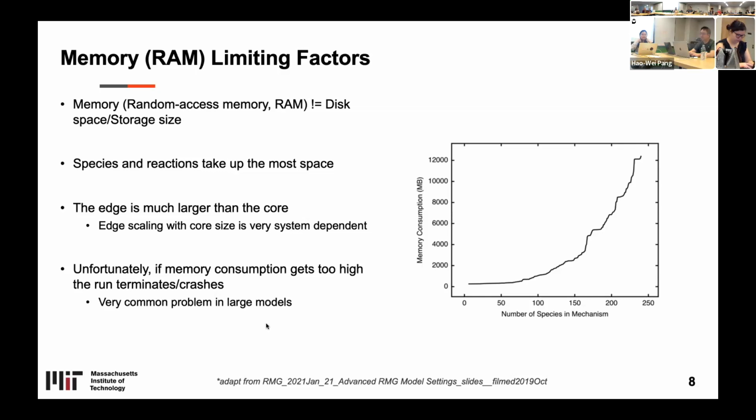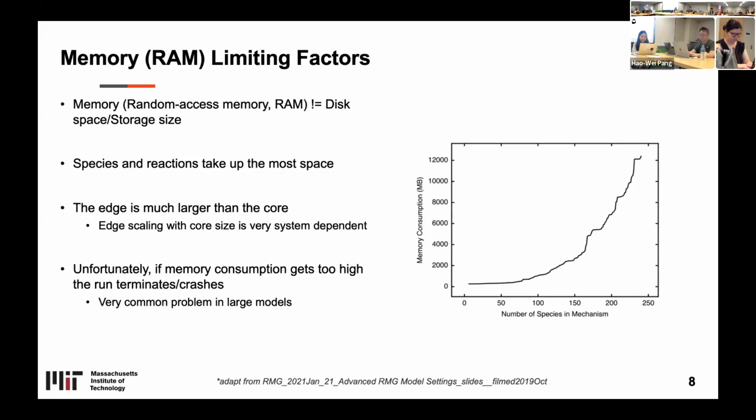Most of the time, the species and reactions in the edge take up a lot of the space because there are a lot of possible combinations of species and reactions there. If the memory consumption gets too high and RMG runs out of memory, sometimes it will just terminate or crash. Here is an idea of how many species in the core and how much memory it can consume. It's still pretty bad because it's a combinatorial explosion. The more species you have in the core, the more combinations of possible products it can form.